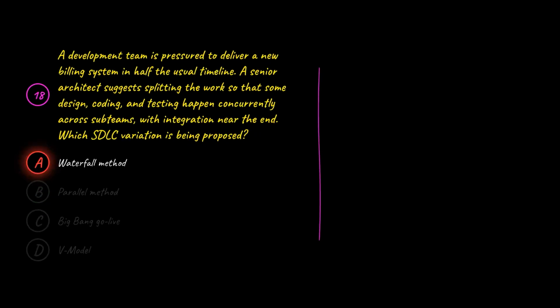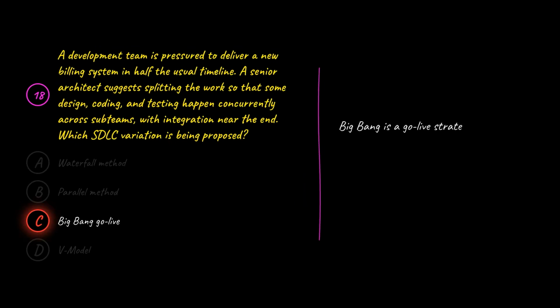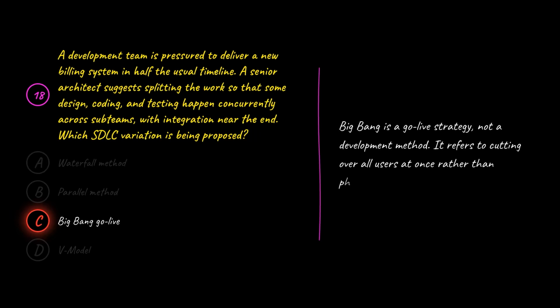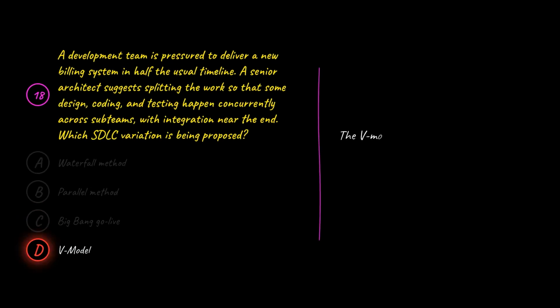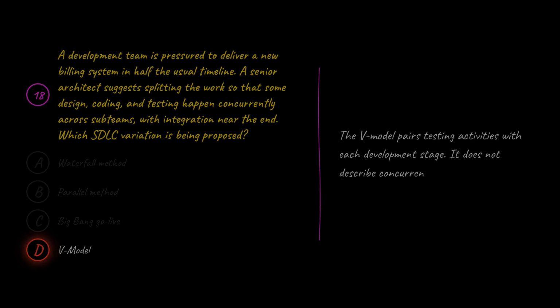A is wrong because waterfall is strictly sequential and would not shorten timelines this way. C is wrong because Big Bang is a go-live strategy, not a development method. It refers to cutting over all users at once rather than phasing. D is wrong because the V model pairs testing activities with each development stage. It does not describe concurrent work streams.